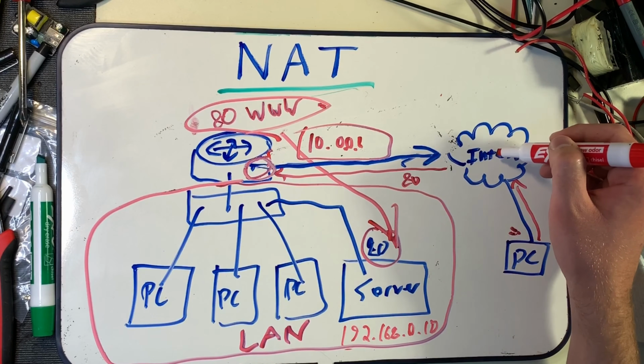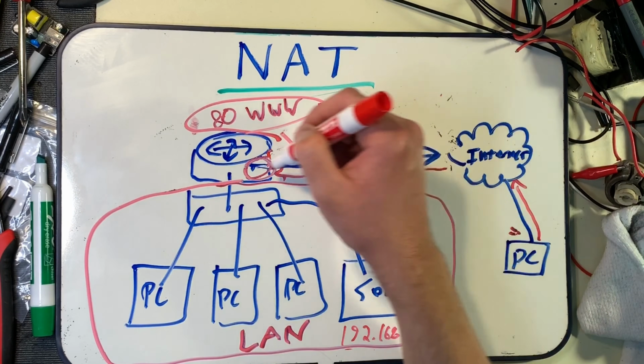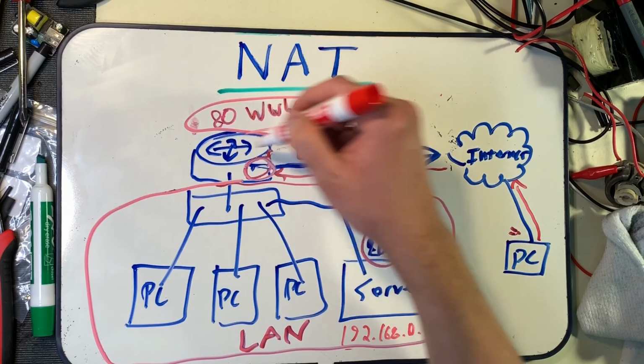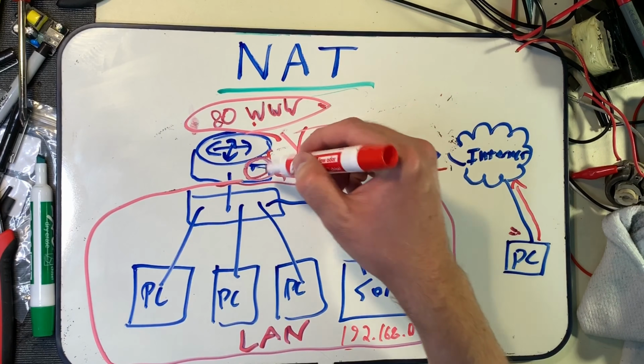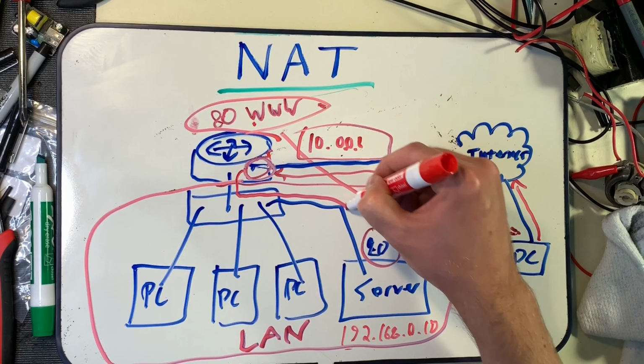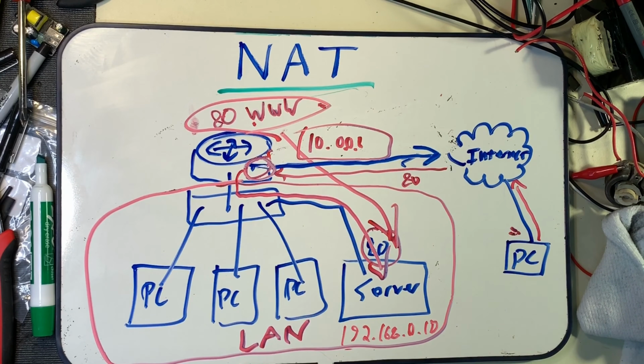So it would go from this PC to the internet to the router. The router would automatically send it to this server based on the incoming port. It would go down to the switch, to the server, and that's how this PC would make contact with this server.